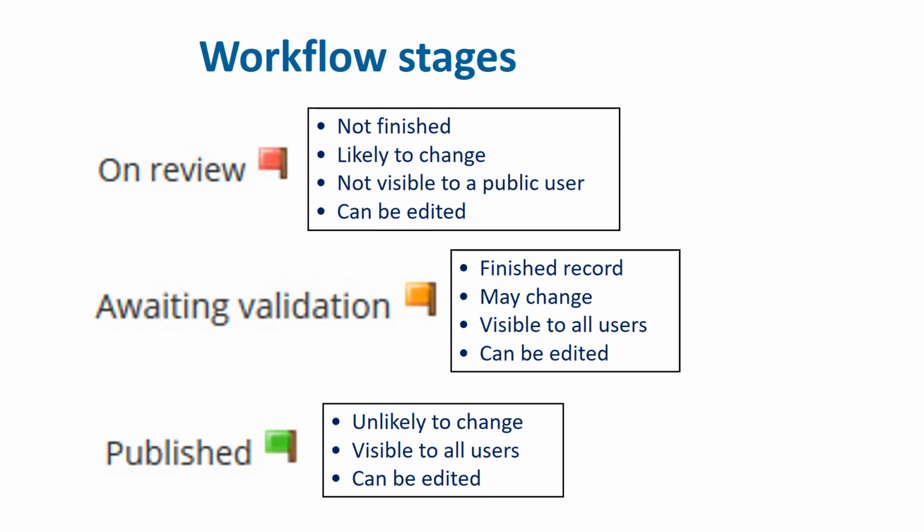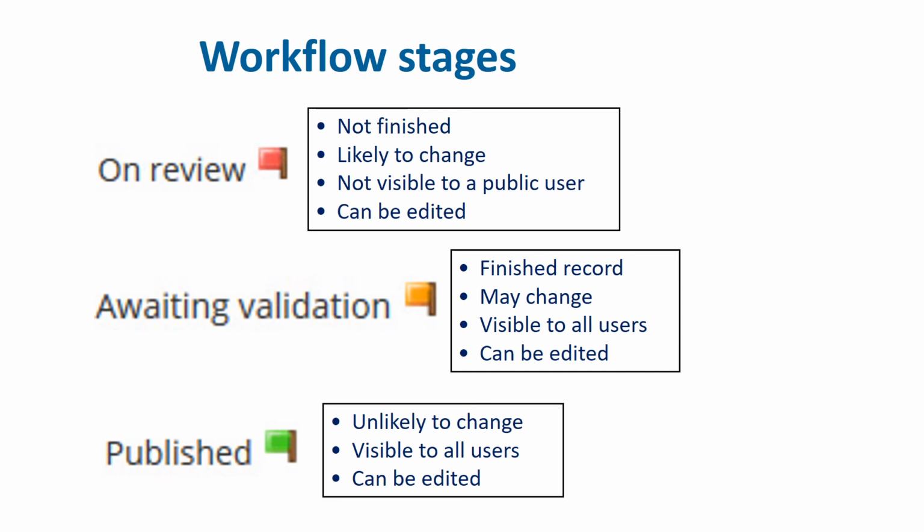The second stage is awaiting validation and is denoted by an orange flag. This means that the record is finished and has been checked by a Finds Liaison Officer. Orange flag records are visible to the public and are perfectly fine to use for research. It just means they've not yet been seen by a Finds advisor.